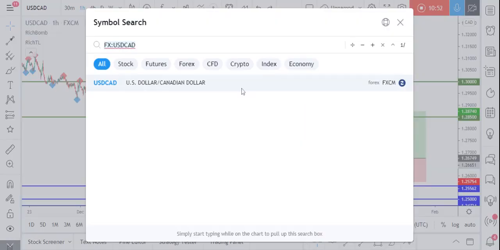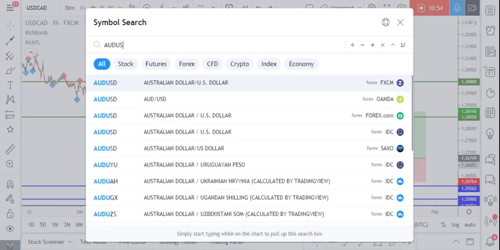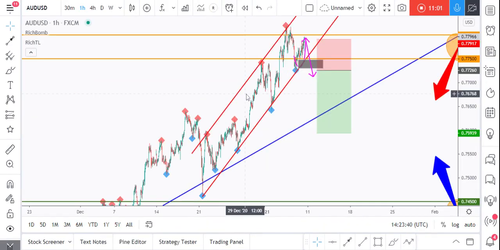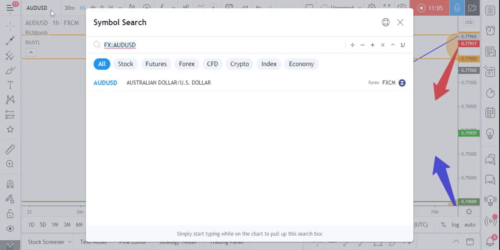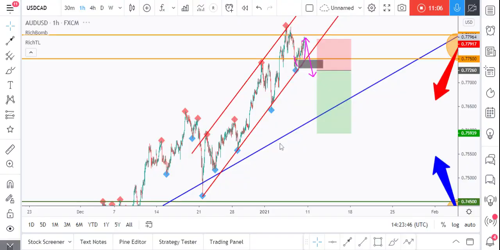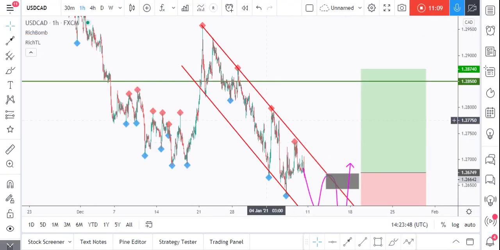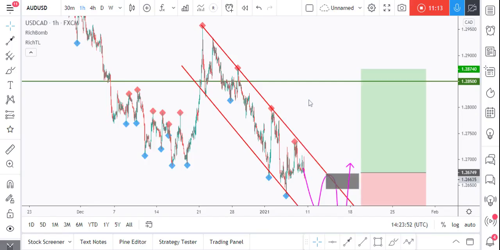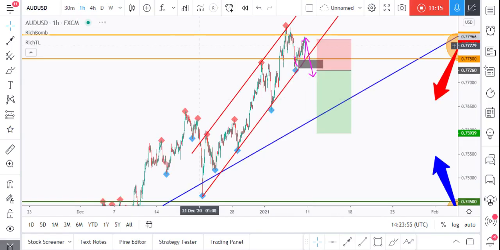Of course, we'll go over now to AUDUSD as it is highly negatively correlated with USDCAD. So you can see the exact same pattern. As you can see, this one is upward and this one is downward. So you can see the exact opposite pattern on AUDUSD and USDCAD.